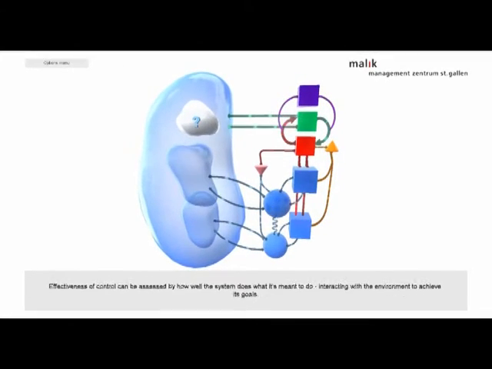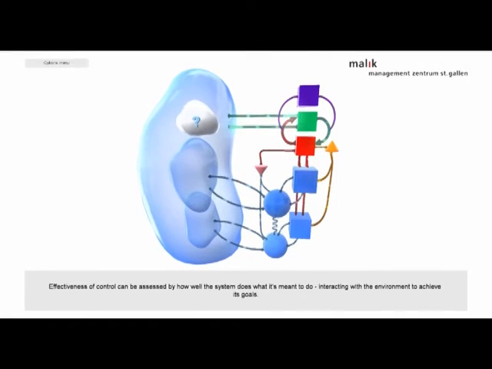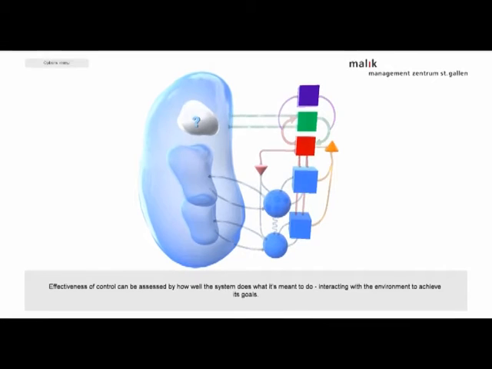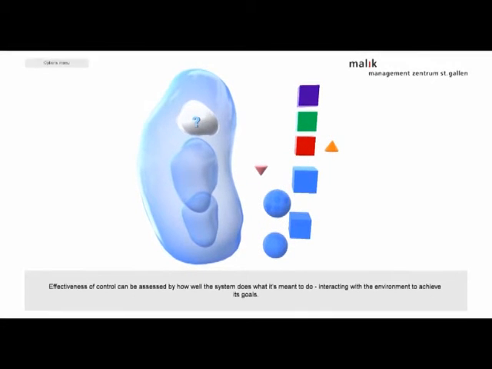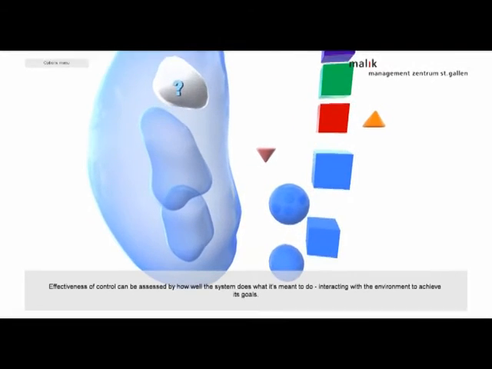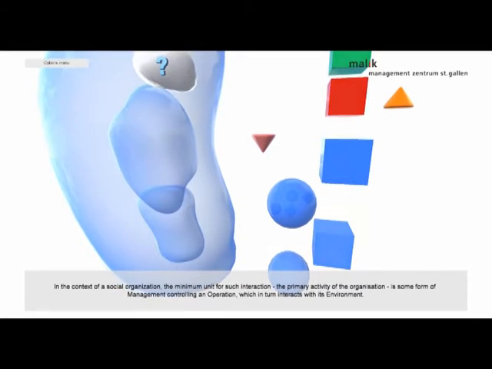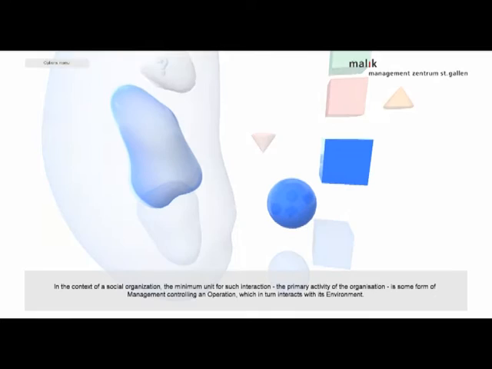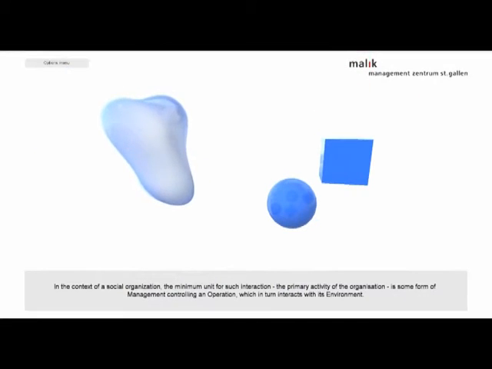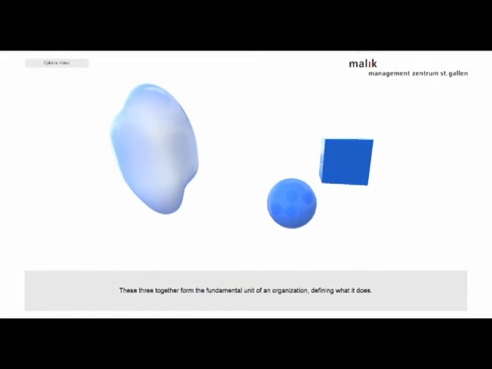Let's start with the basic units of such an organization interacting with the outside world. The division in an enterprise, the state in a country, or the team in a large project. There's always a management controlling an operation that is doing something in a changing environment. Environment, operation, and management together form the fundamental unit of an organization.